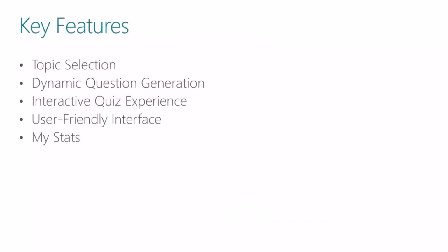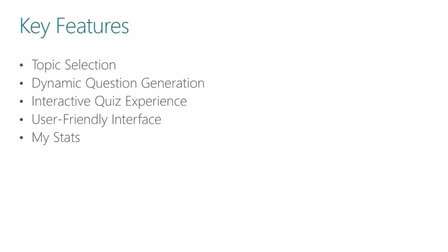So what are the key features of this bot? The first key feature is topic selection. The user can choose from a wide range of topics available within the app. These topics can include subjects like technology, for example Microsoft Azure, SharePoint, Microsoft Teams, .NET, AWS, and many more. It can also help us generate questions on science, history, geography, literature, mathematics, and other areas as well.